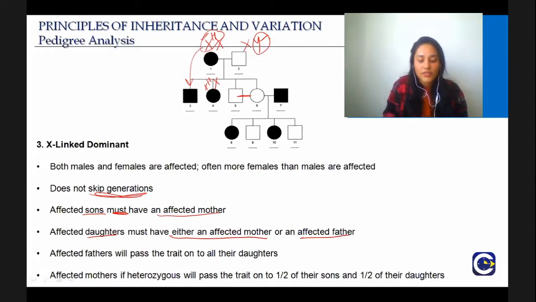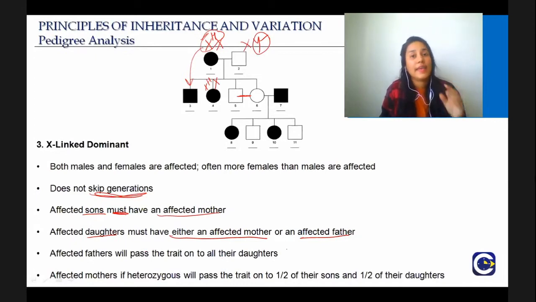Affected fathers will pass the trait to all their daughters. Why? Again, a daughter will take one X chromosome from the mother and one from the father, and the father has only one X chromosome. For example, if you now look at parent number 7, it is an affected father. You see, both the daughters are affected and both the sons are normal. Because definitely the one X chromosome that the father has is the diseased one, and that definitely goes to the daughters. As a result, both the daughters will be affected, because you need only one in case of a dominant disease. And then affected mothers, if heterozygous, will pass the trait to half of their sons and half of their daughters. As you can see in parent number 1, half of the sons and half of the daughters. Okay.